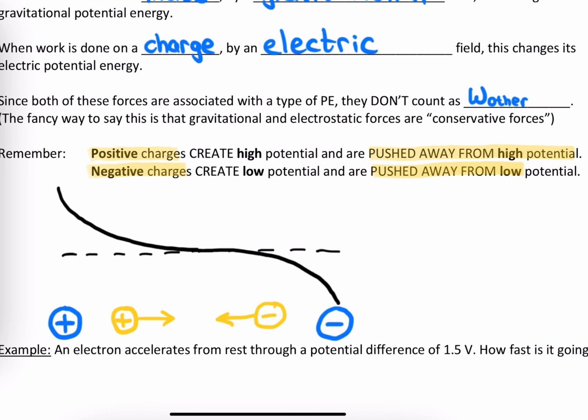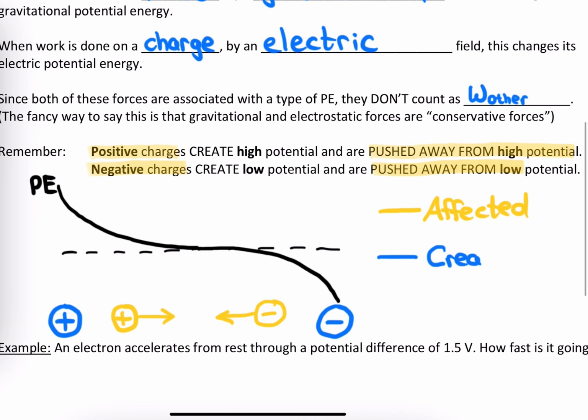So let's just tidy up this diagram here. This black line, again, as I've said, represents our potential energy. These yellow charges are the charges that are being affected by the electric field. So yellow is for the affected charges. And blue, I'm using for the charges that are creating the electric field of the potential.